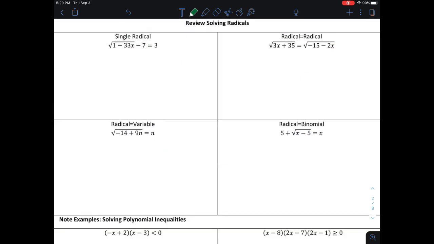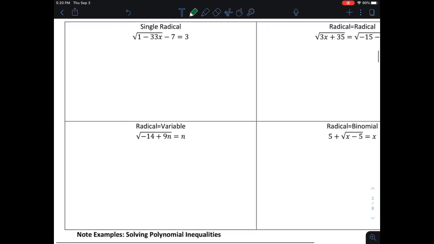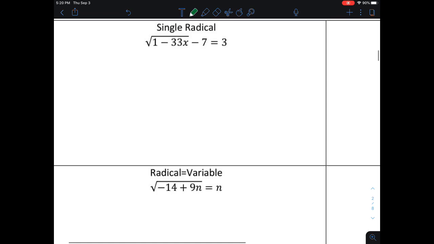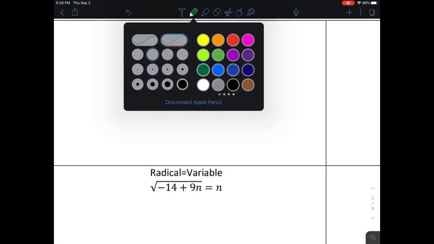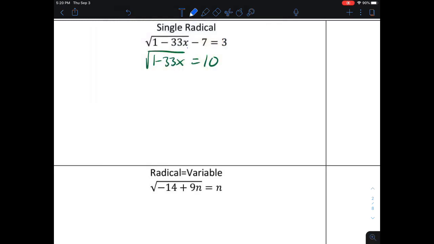All right, now let's review some of our process to solve problems that deal with radicals. And so if I just have a single radical in my problem, what you're going to do is isolate the radical. So I'd move the 7 to the other side. And then from here, I would square both sides. And then proceed to solve.